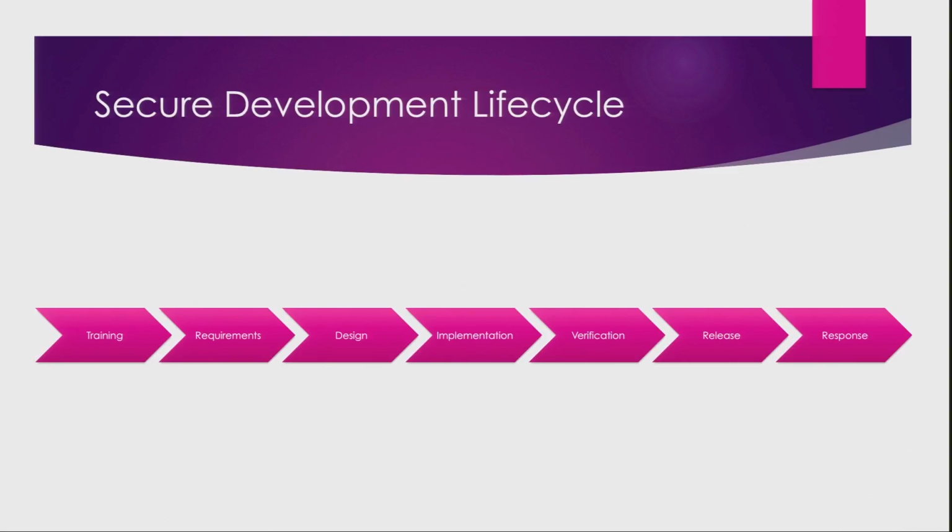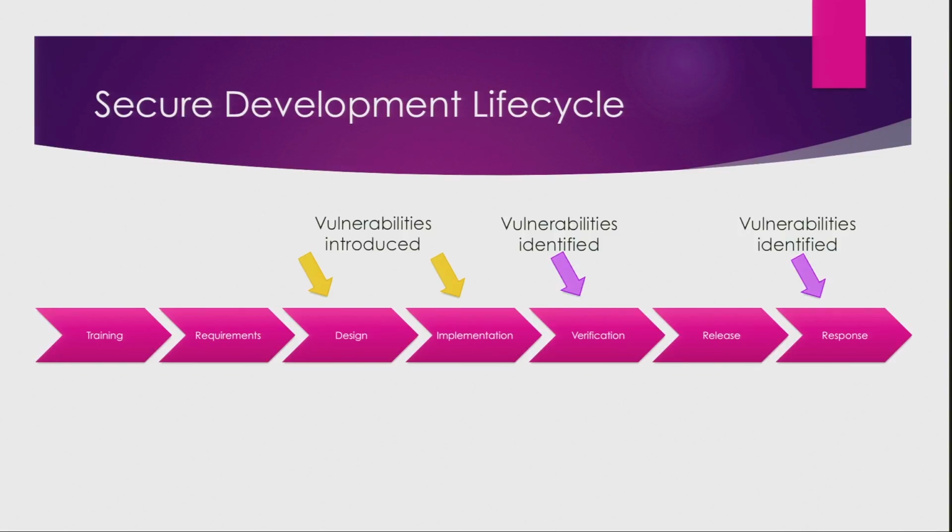So some SDL models will merge requirements and design, but I like to keep them slightly separate because you can't really design it until you know what you're designing. And so where are vulnerabilities introduced? In design and implementation. And that's why threat modeling is really important, code audits. Where are they identified? During verification, and then after you release by people who are using the product.